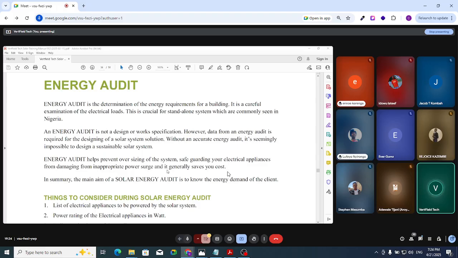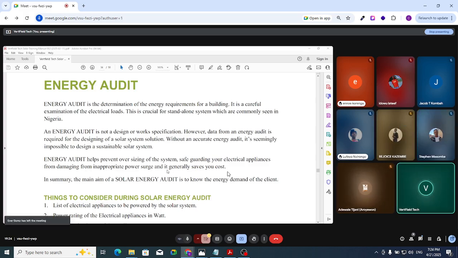So this energy audit is telling you that it is the determination of the energy requirement for your facility. You must know how much energy your facility requires and is consuming before you can say, this is the amount of energy you are consuming, and then use that information to size your various solar components.